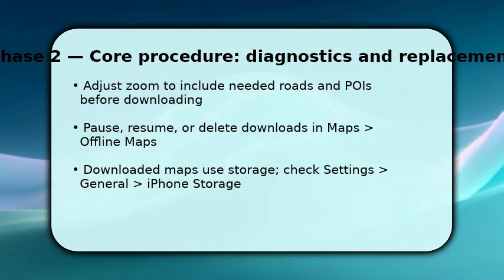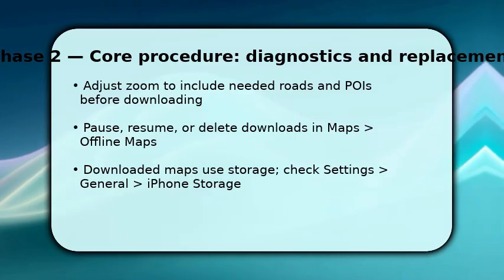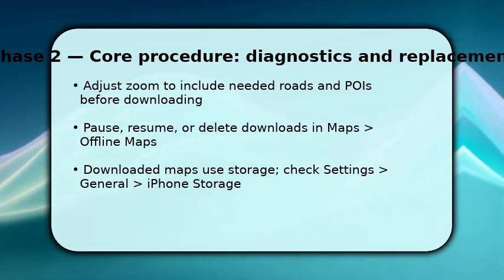Once the download begins, you should refine the area by zooming or panning so the saved map includes the exact roads and points of interest you need. Otherwise, you might miss a turn.